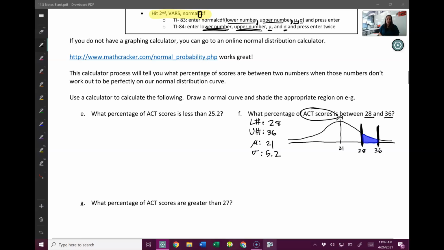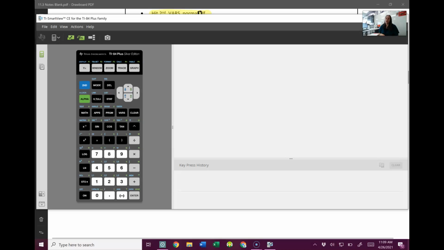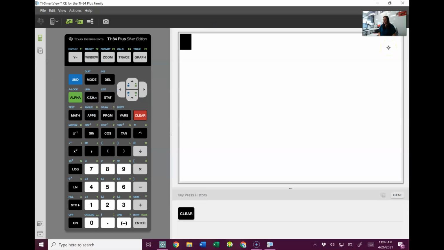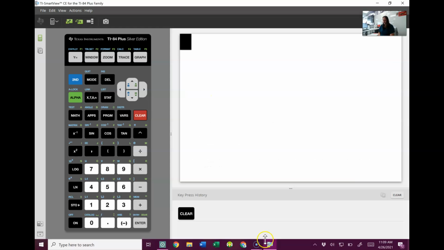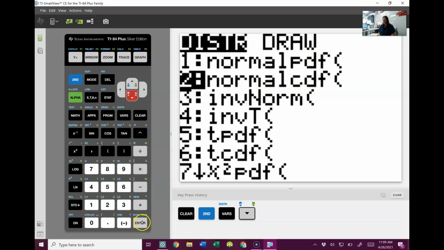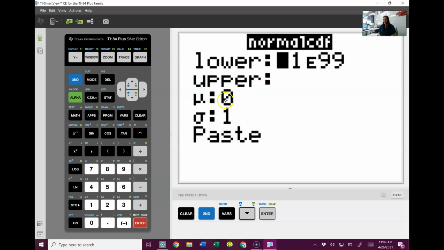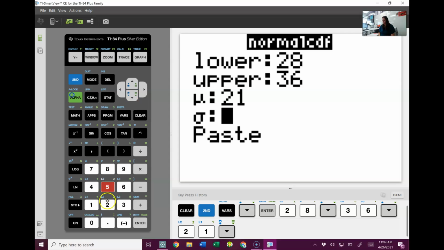So let's go into our calculator. You will need a graphing calculator for this. So if you have your own graphing calculator or a graphing calculator app on your phone, that works. If not, you can use the one that should be on your Chromebooks. So here's our graphing calculator. We're going to go through the steps with second, VARS, and then normal CDF number 2, not PDF. And then we have our lower, upper, mean, and standard deviation, just like we had. So our lower was 28, our upper was 36, our mean was 21, and our standard deviation was 5.2.